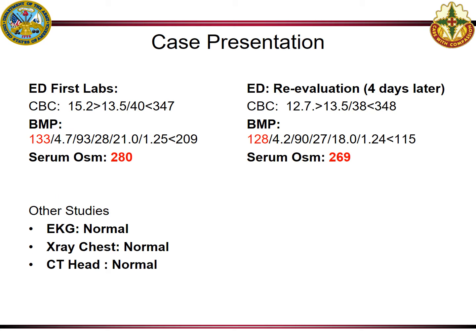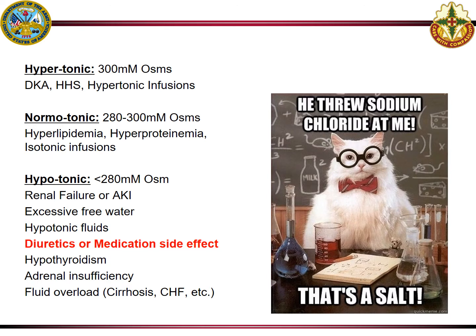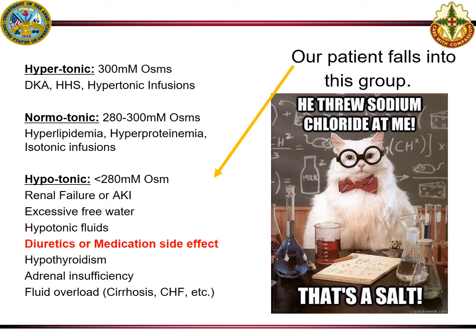She had a normal EKG, chest X-ray, and head CT. Labs at admission were notable for a serum sodium of 128 and a serum osmolarity of 269. With these results, our patient met criteria for a hypotonic hyponatremia with a diuretic or medication effect most likely contributing given her history.